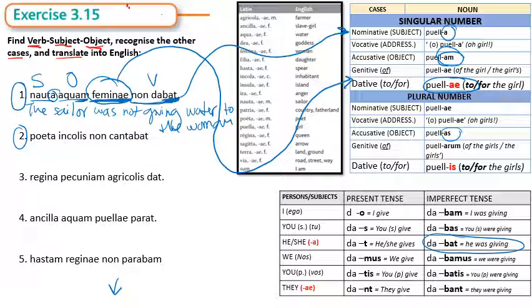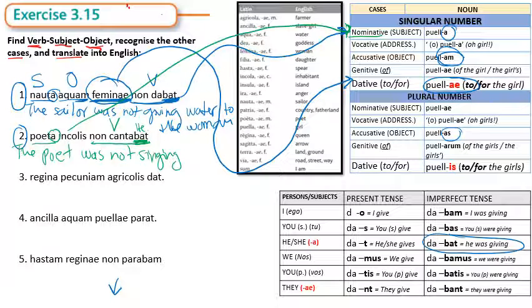Number 2, poeta incolis non cantabat. I'll change my pen color. Non cantabat is my verb. It ends in bat again, so I expect that the subject is he, or maybe she. So I look for a singular subject in this sentence. Do I have any? Yes, I have poeta. It ends in a, so it's nominative singular. So I can start my sentence. The poet, non cantabat, was not singing.